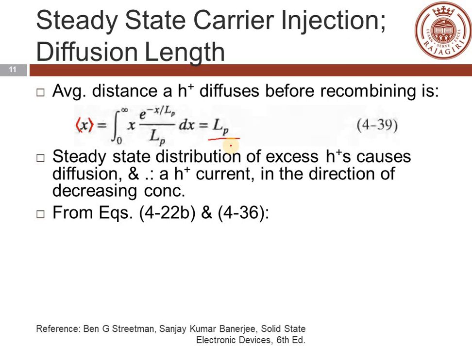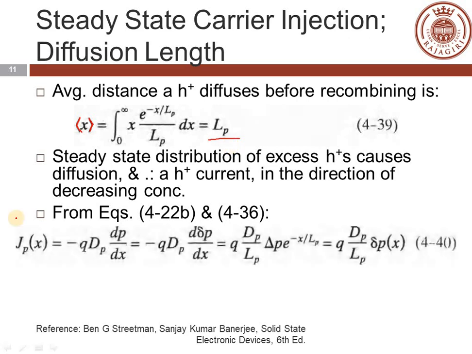So taking the first equation 22b, that is the diffusion equation, you can write Jp of x equal to minus q into Dp into d by dx of p. So this is your diffusion equation, to which you need to apply equation number 36, that is the excess carrier equation, small delta p of x equal to capital delta p into e to the power minus x by LP.